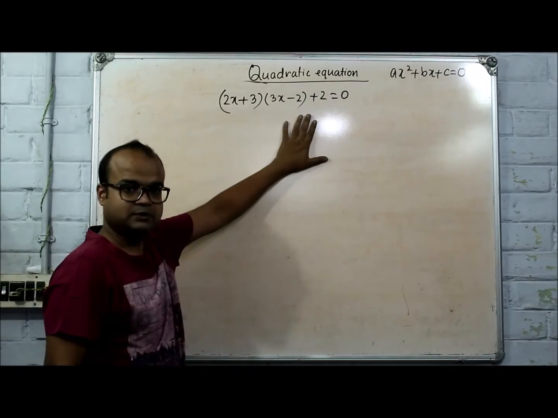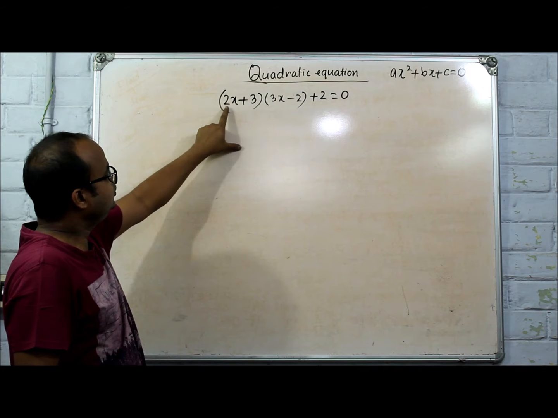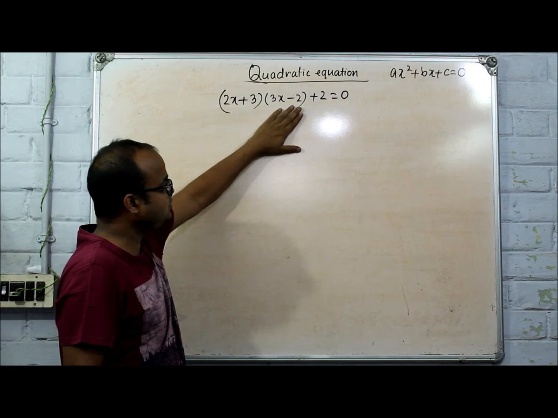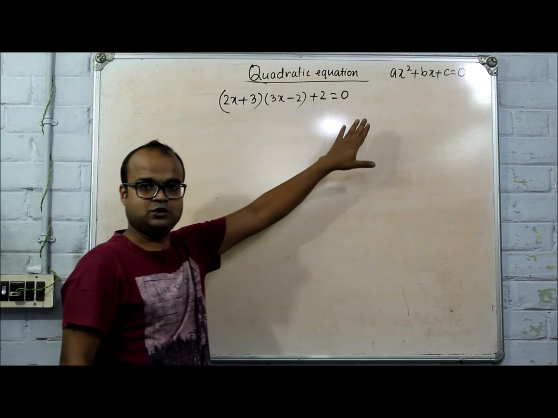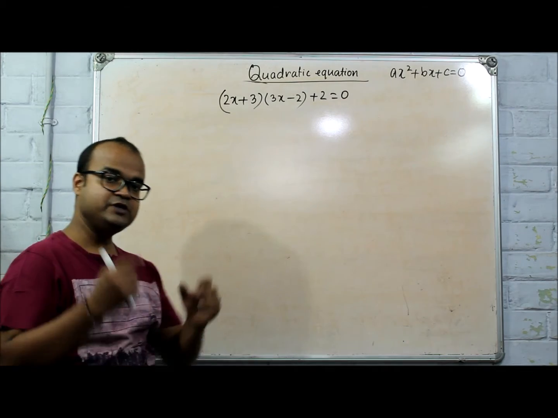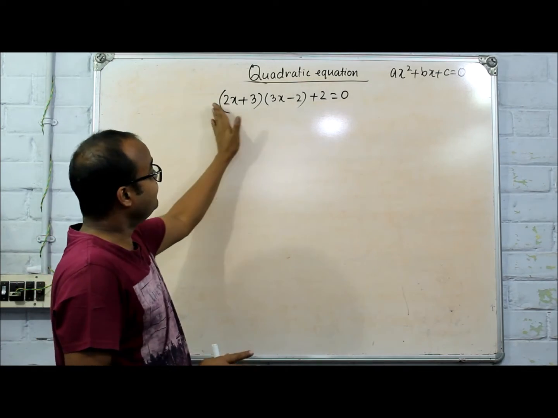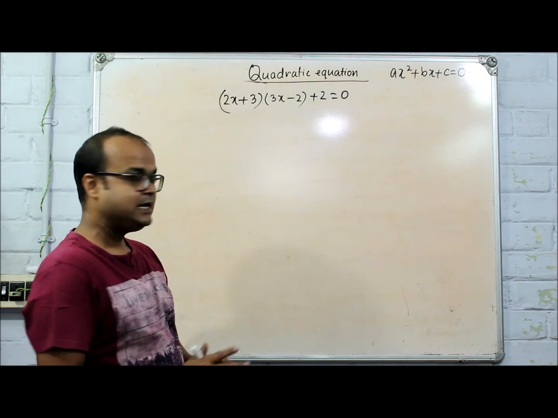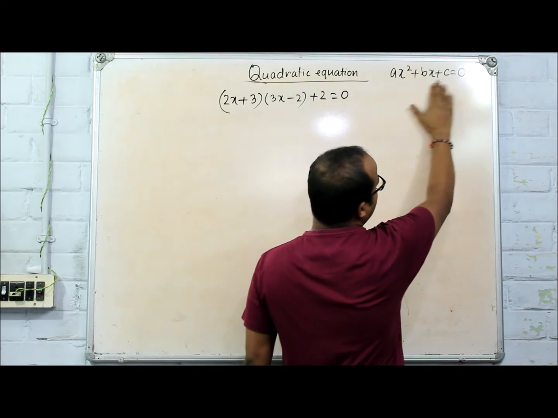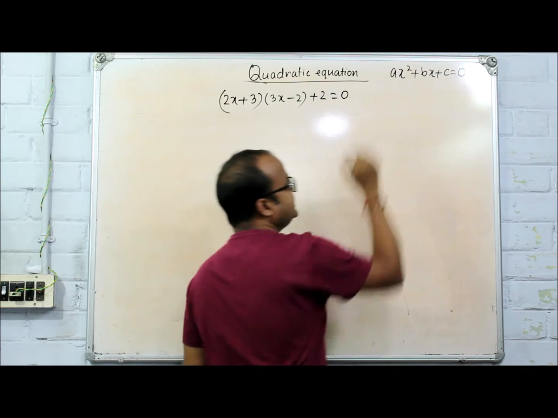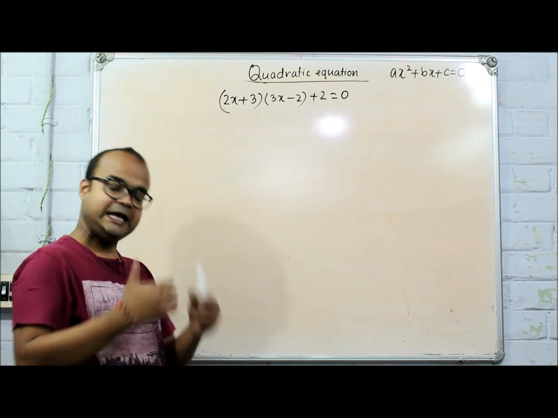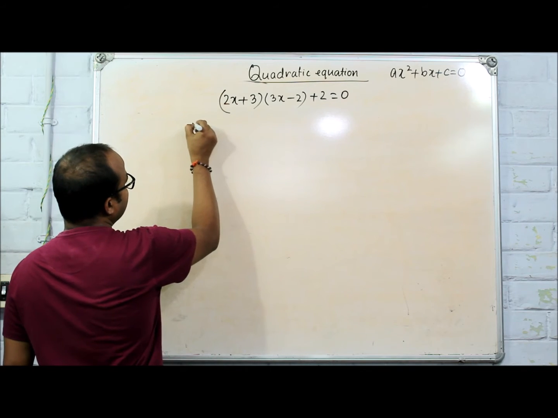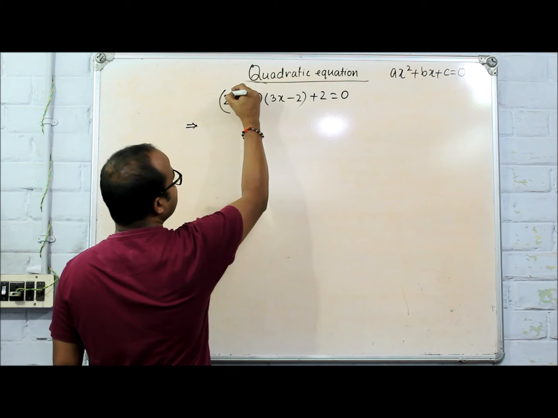Let us discuss this problem. 2x plus 3 multiplied by 3x minus 2 plus 2 is equal to 0. So first we solve this, we multiply these two terms, simplify and we write it in the standard form, that is ax square plus bx plus c is equal to 0, and then we apply the formula. So first we multiply these two terms.